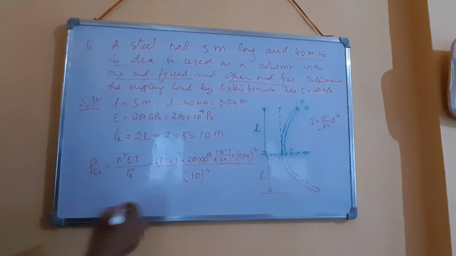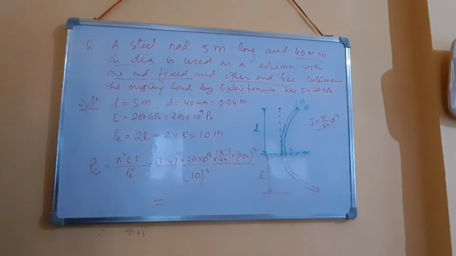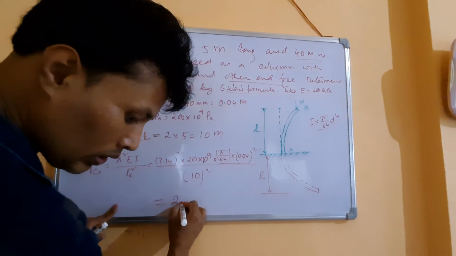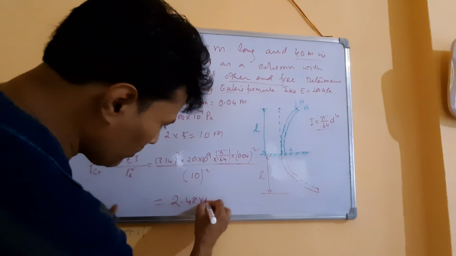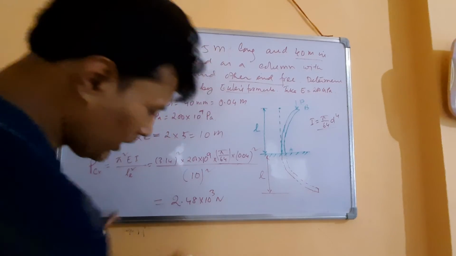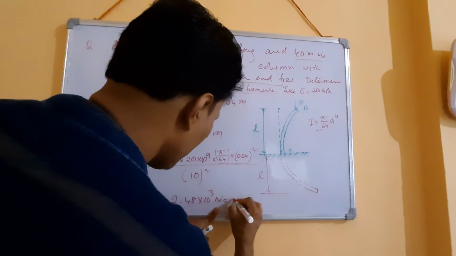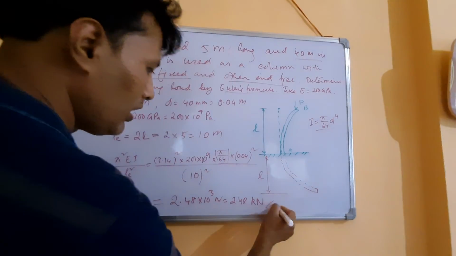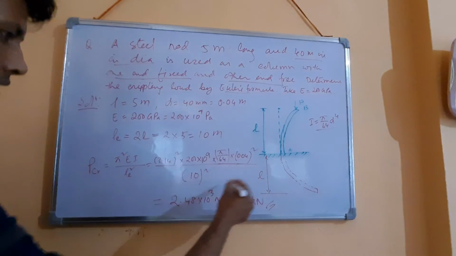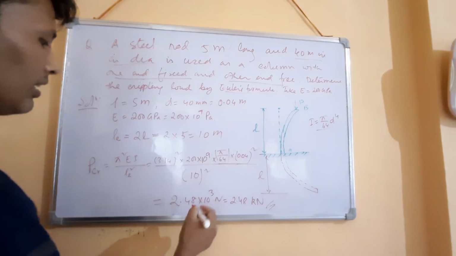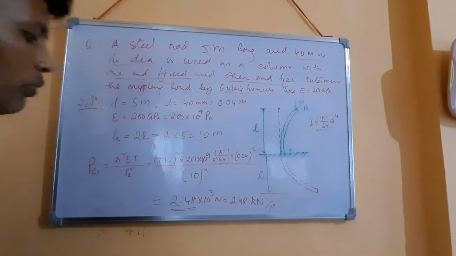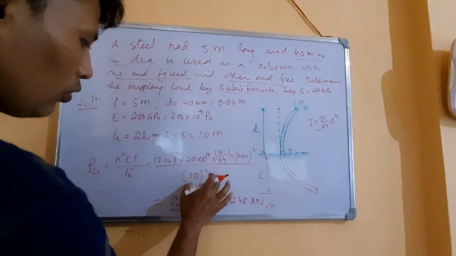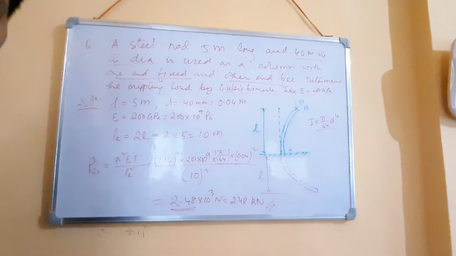So putting all these values, if we calculate this, we will get approximately 2.48 into 10 to the power 3 Newton, which we can write as 2.48 kilonewton. So you calculate this value, okay? You use calculator and it should come as 2.48 kilonewton. You do this. If you don't find this answer, you can discuss with me. Okay, thank you.